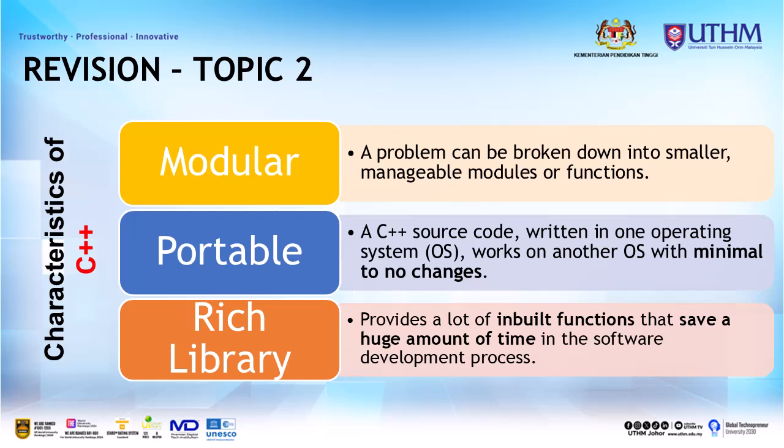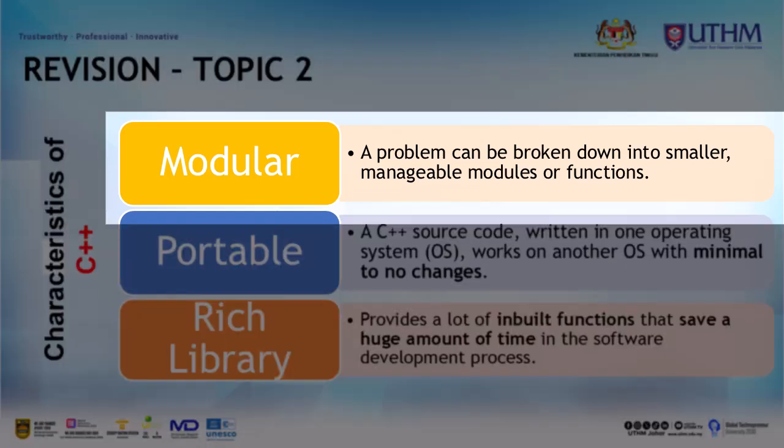Let us quickly revise what we covered in the first part of topic 2. We will begin with understanding the characteristics of C++. Let us look at the first characteristic. Modular means that C++ allows us to break problems into smaller, manageable modules or functions, which makes the code easier to write, debug, and maintain.